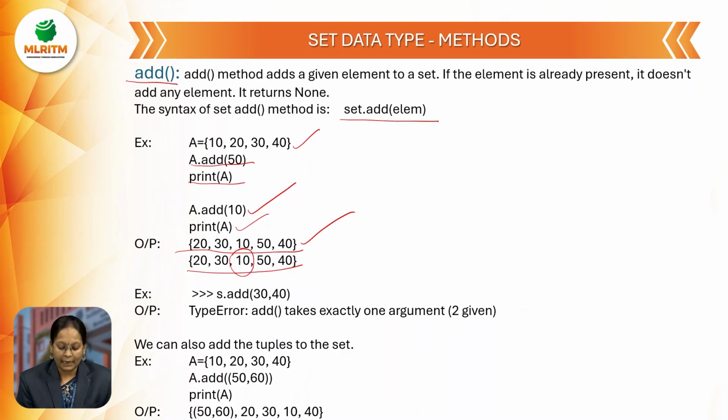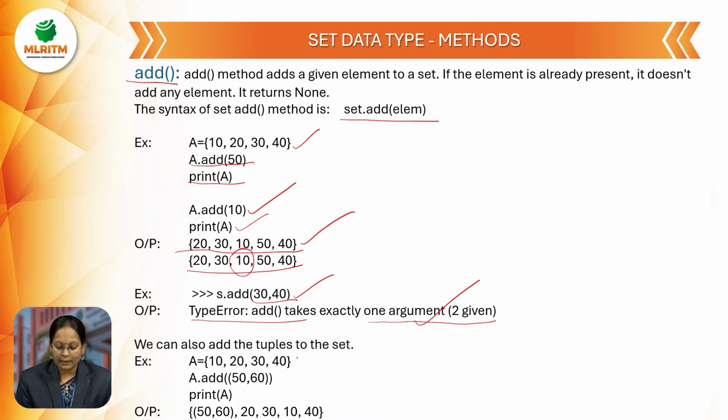Next, S dot add of 30 comma 40. We can add only one element to a set at a time. Here I am trying to add 2 elements at a time. That's why it will give an error saying it takes exactly one argument. We are giving 2 elements here, that's why it gives an error message.